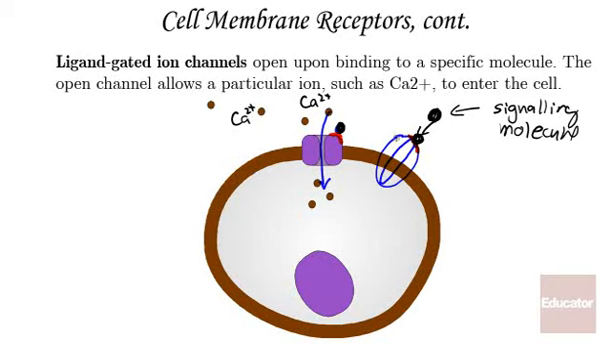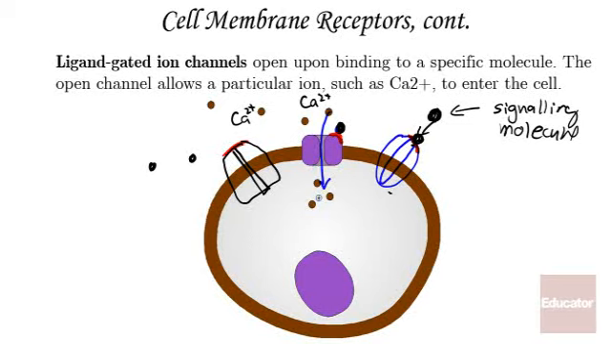So again, the channel was closed, a signaling molecule bound, and that induces a conformational change that opens up the gate. Calcium molecules can enter the cell, and then the signaling molecule is going to eventually dissociate. So it's going to float away, and now the gate is going to be closed again, and no more calcium ions can enter. So the signal will be shut off.